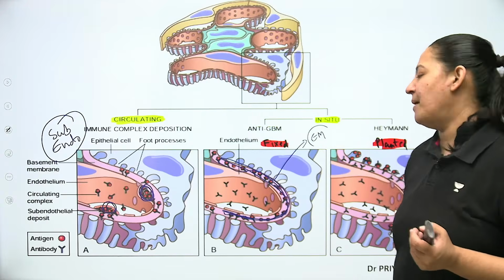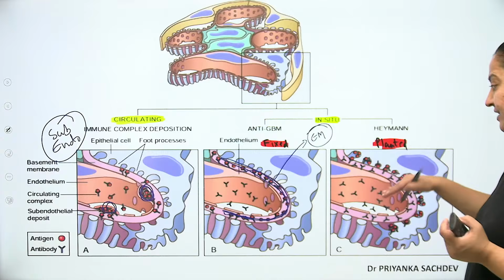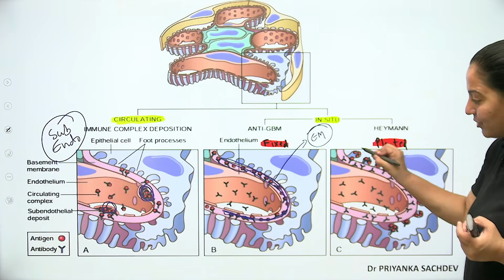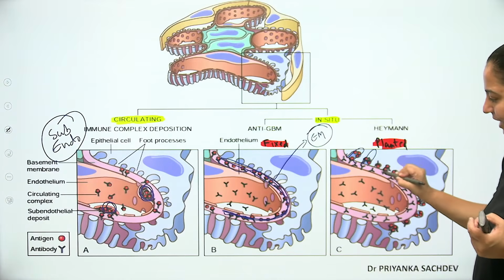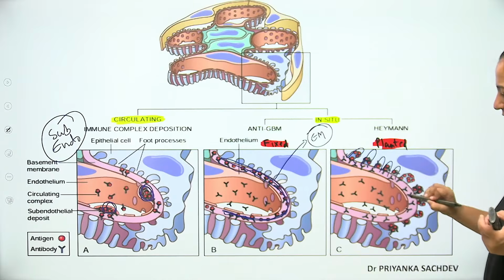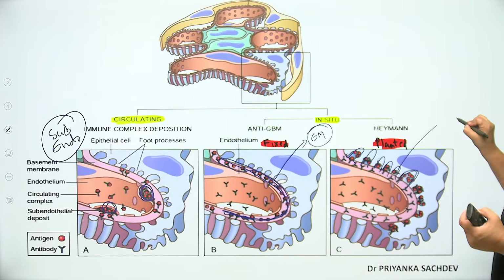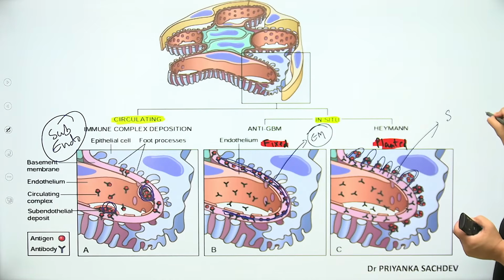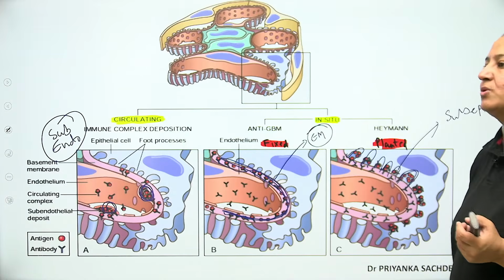It's the same thing. Epimembranous or intramembranous. On the contrary, in the third diagram, see the deposits are on the podocyte. Can you see? These are the podocytes. Can you see the deposits are on the podocyte, antigen antibody complexes. So these deposits are subepithelial. Subepithelial. I guess you all got it.